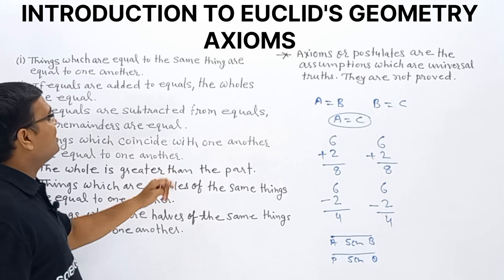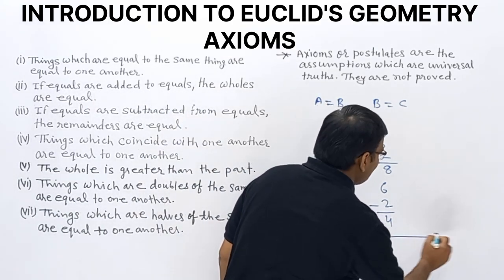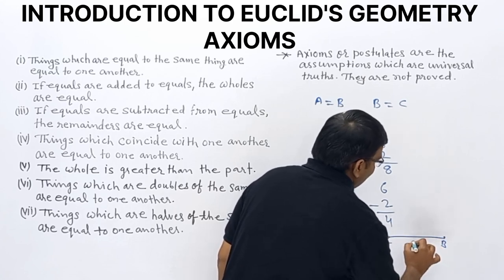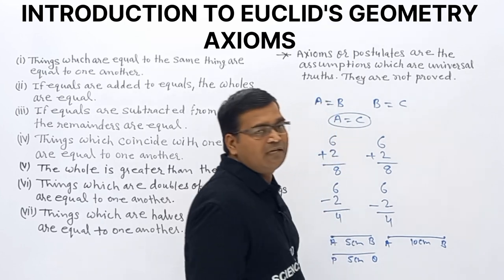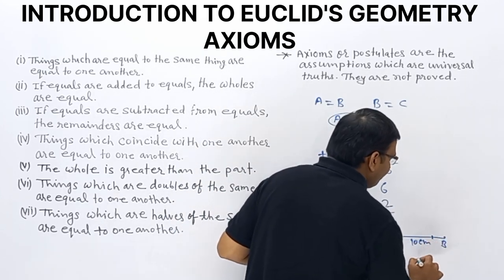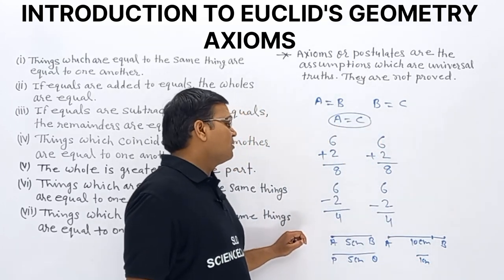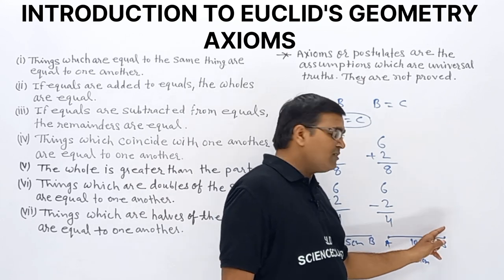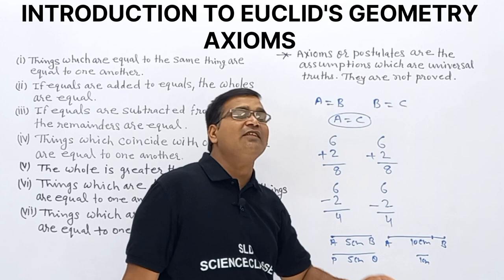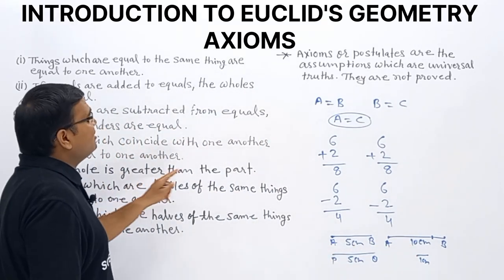Now next one, the whole is greater than the part. How? I am taking this one: AB is one line, and it is 10 centimeters. I am taking 1 centimeter from this one. This part is always smaller than this one. The whole is greater than the part.